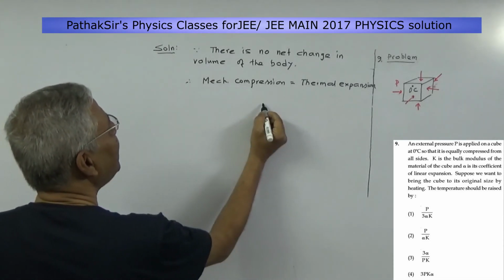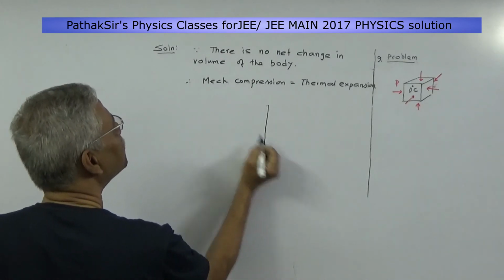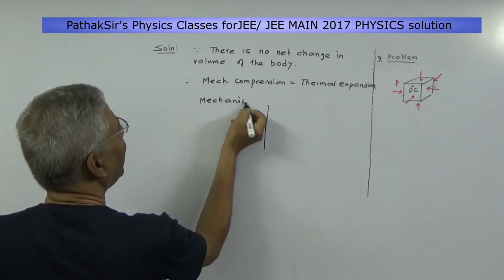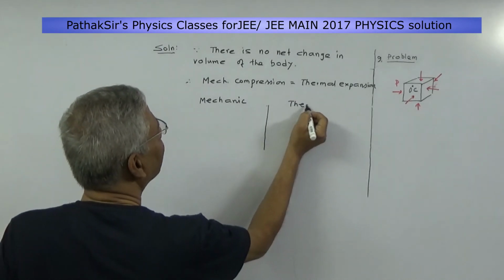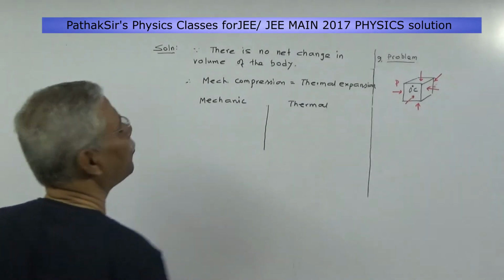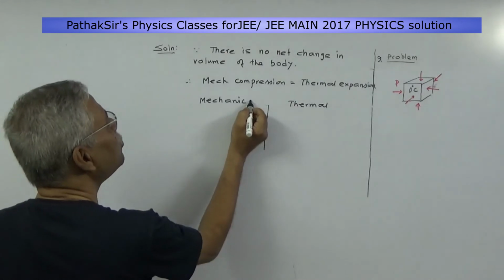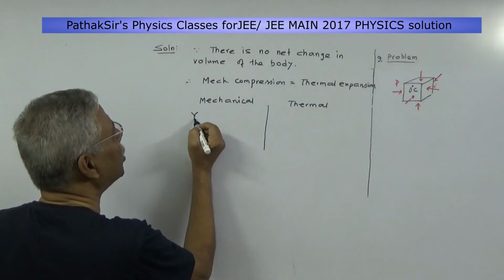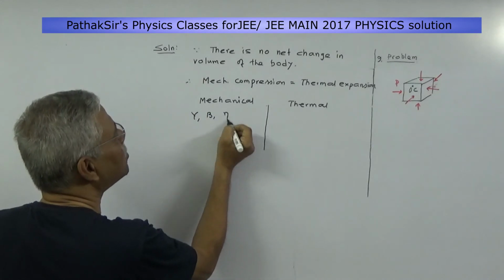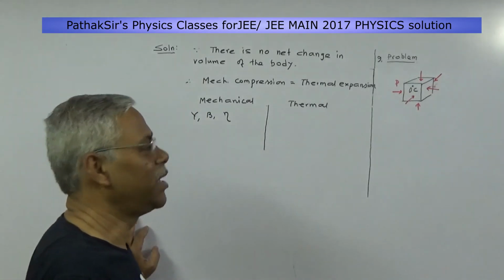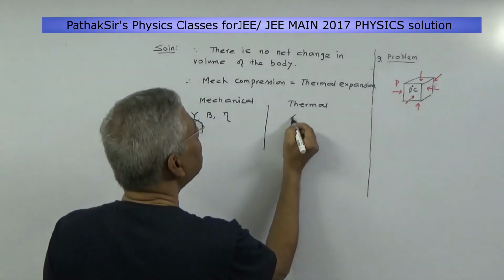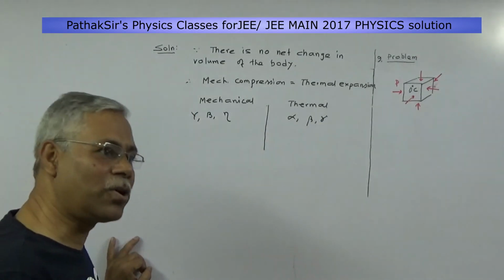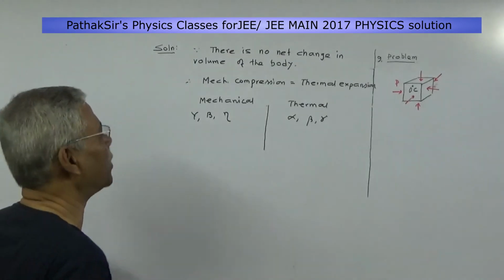For mechanical things, what do you use? For mechanical things, we use Young's modulus, bulk modulus, rigidity modulus. And for thermal things, what do you use? Alpha, beta, gamma. Okay, so mechanical compression.